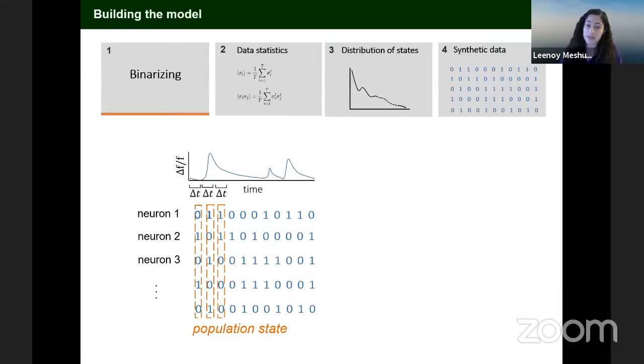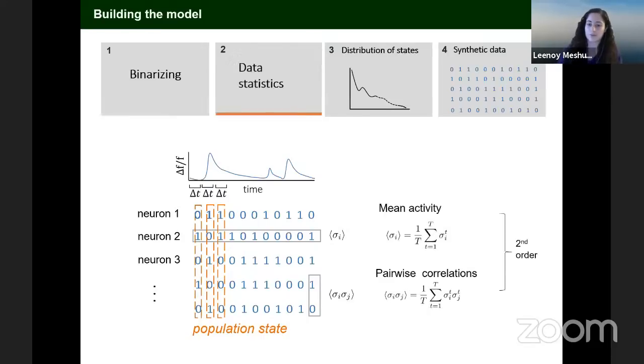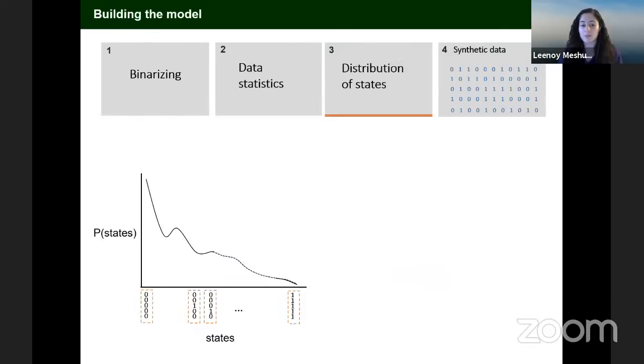We can look at all these time shots and decide what are the constraints that we are going to put in the model. So we should take only the things that we can measure really, really well and let everything else be as disordered as it wants. So the two things we are going to put in are the mean activity of each one of the neurons and the pairwise correlations. A second order model for the joint probability distribution of these configurations of silence and activity.